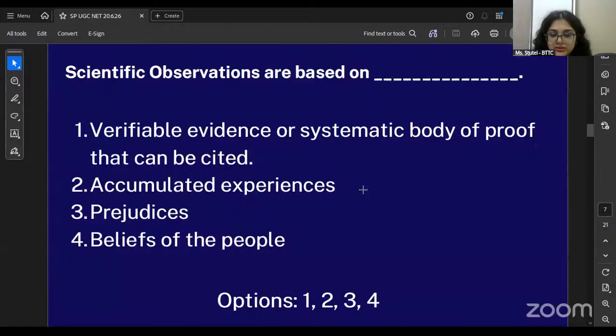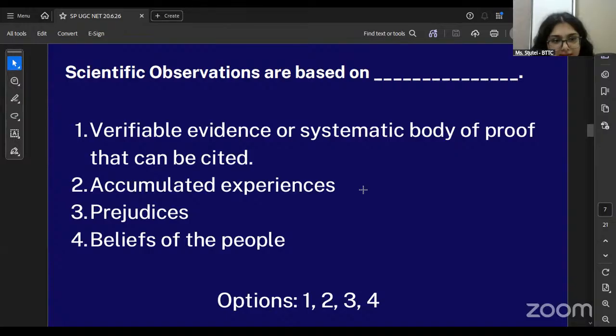Let's move to the next question. Scientific observations are based on dash dash dash. So this was a fill in the blanks type of question, and I had four options and I had to choose one. Now, when such questions come, I suggest you, of course, read the four or five options that you have and try to fit each option one by one if you have the time. See which option is making the most sense.